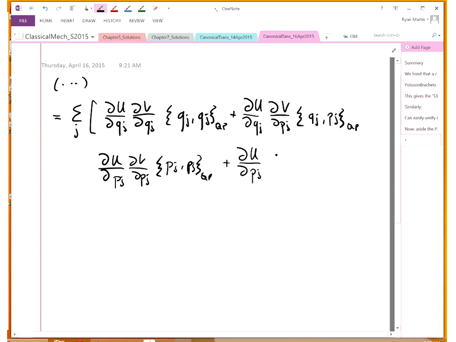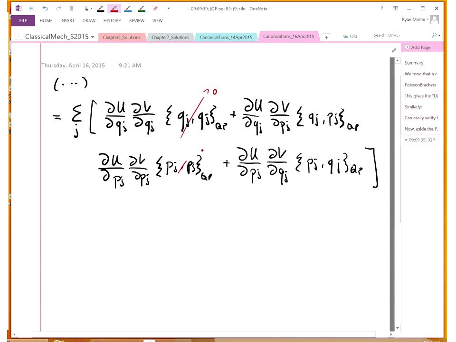And then you would have found the last term to be ∂u/∂p_j ∂v/∂q_j, and that would multiply the Poisson bracket of p_j with q_j. Note that the last Poisson bracket is the opposite order of the one just above it. It's p_j with q_j instead of q_j with p_j. Remember, the Poisson bracket doesn't commute, right? You get a minus sign if you switch the two.